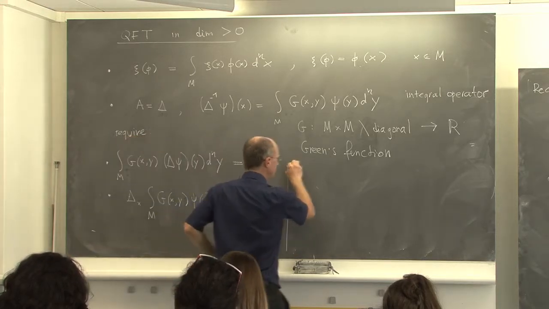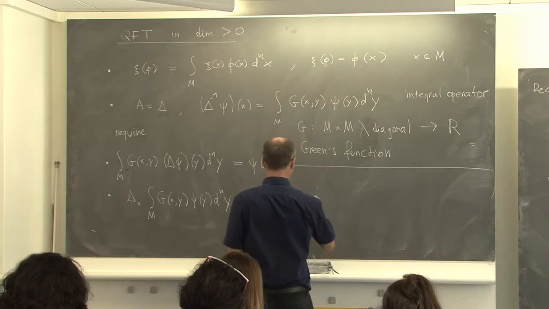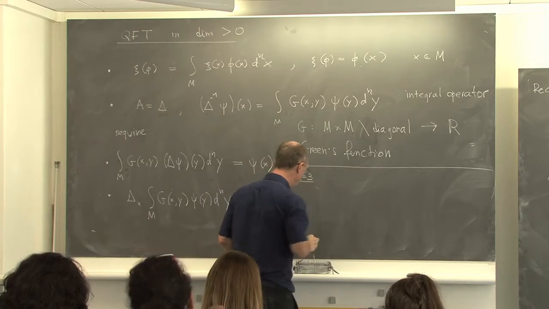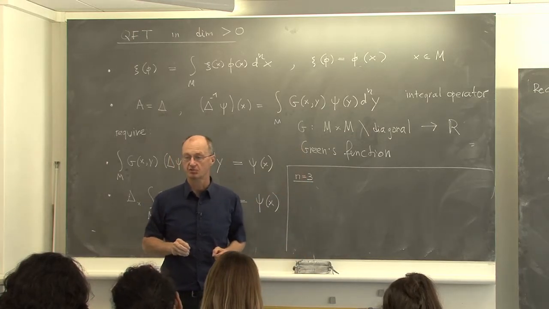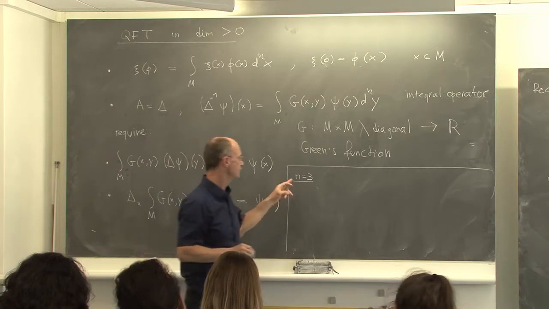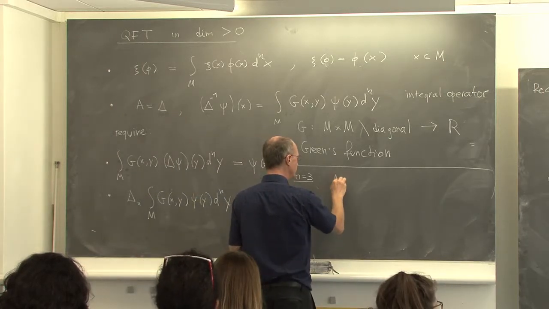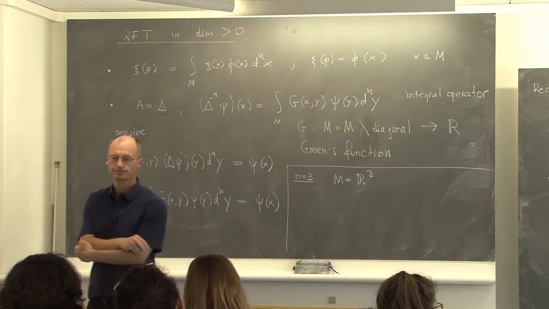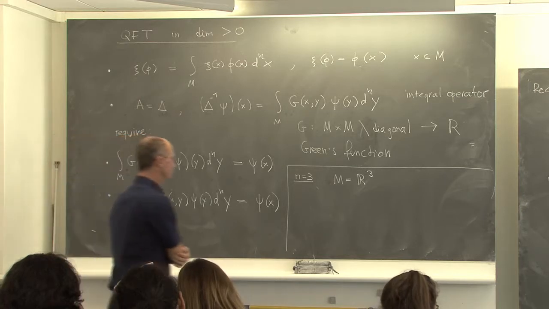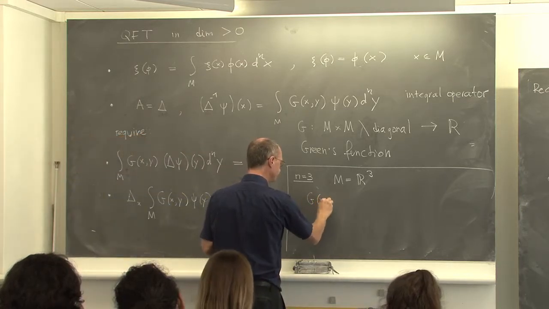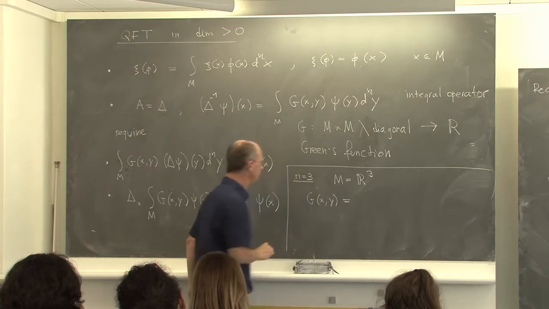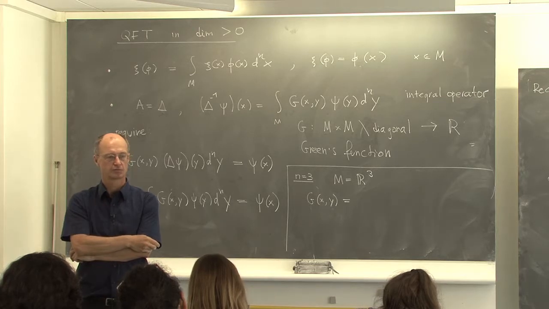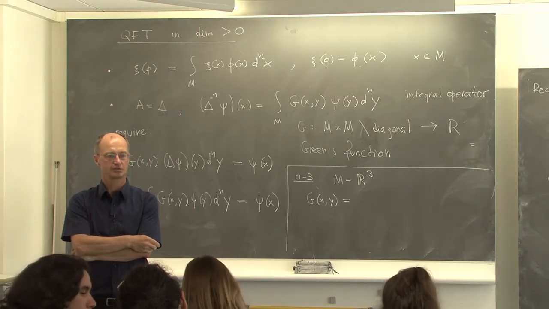Now, let me give you two examples of such functions. First, something that you know from your high school course of physics and from many other sources. Suppose that we take n equal to 3 and the domain just to be R^3. So what's the Green's function of the Laplacian in dimension 3? Who knows the answer? Please raise your hands.